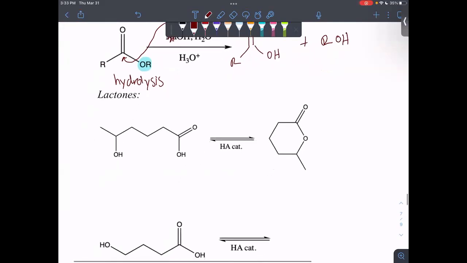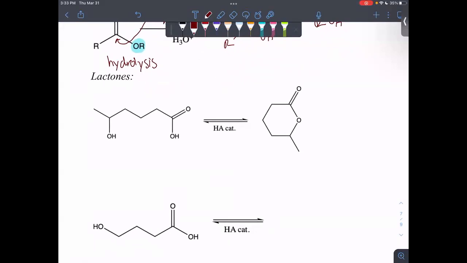Okay, so lactones are just cyclic esters, and there are some naming conventions and all that. Did he tell you about the Roman numerals and counting lactones? Oh, nice. Okay.